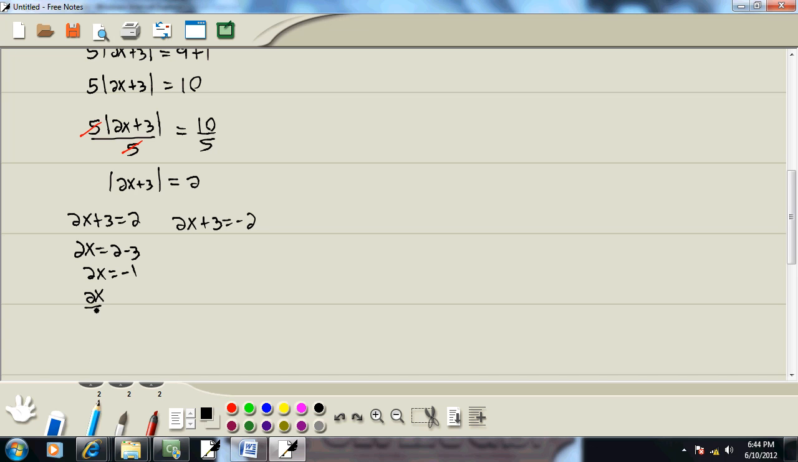Divide both sides by 2. And those 2's are going to cancel. And we get x is equal to negative 1/2. Now in this one I'll take the 3 over again, and it becomes a negative 3. Negative 2, negative 3 gives me a negative 5. And then divide both sides by 2. Those 2's cancel. And we end up with x equals negative 5/2. And those are our two answers.